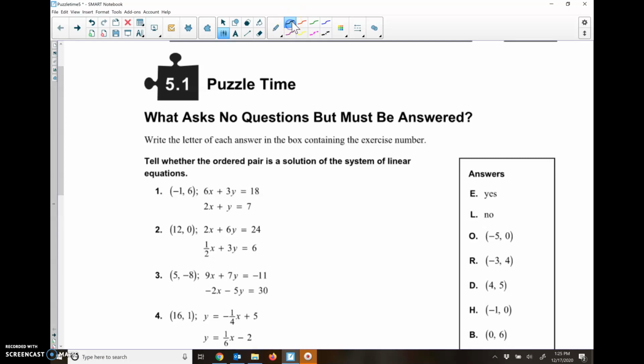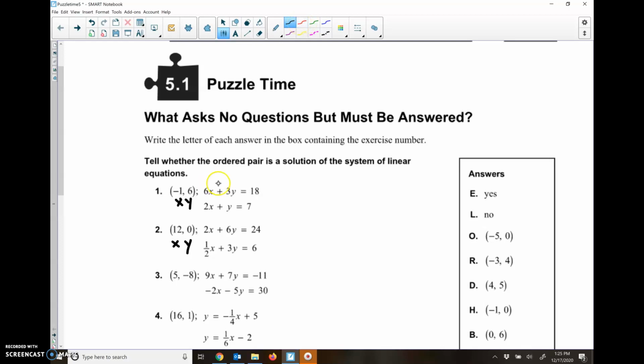All right, so if you remember here, on questions 1 through 4, we're going to plug in our numbers for x and y and see if they make the equation true. If both equations are true, we're going to do yes. If one of them is false and we end up getting it's not true, then we're going to put no. Doesn't matter what the other one is.